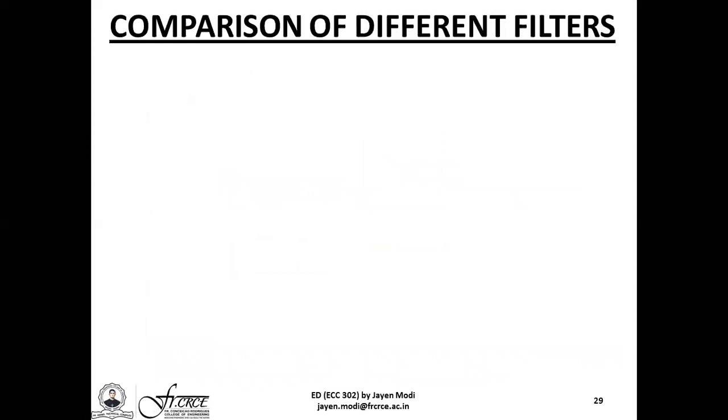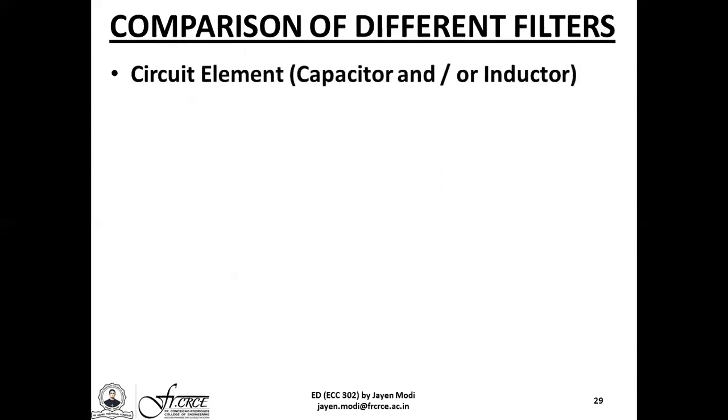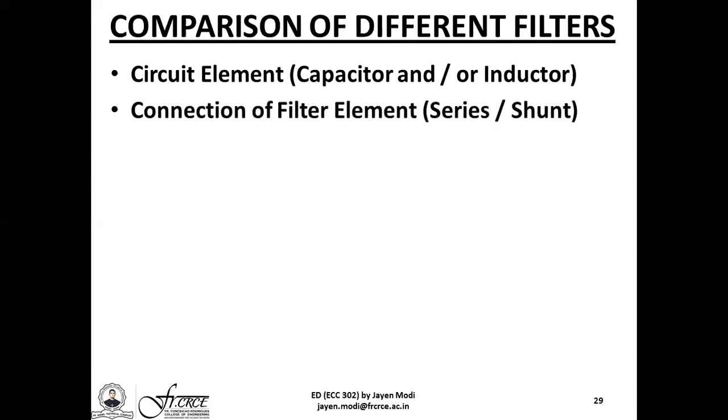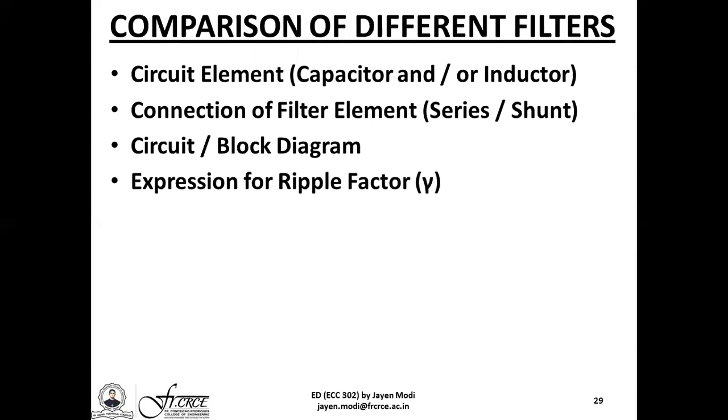Different filter circuits can be compared on the following criteria. The first one is the circuit element used. It can be the capacitor or it can be the inductor. The second comparison criterion is the connection of the filter element in the entire circuit. It can be in series or in shunt, that is parallel. The third point would be the circuit or block diagram, which we have just seen in the previous slide. The fourth criterion is extremely important: the expressions for the ripple factor gamma.